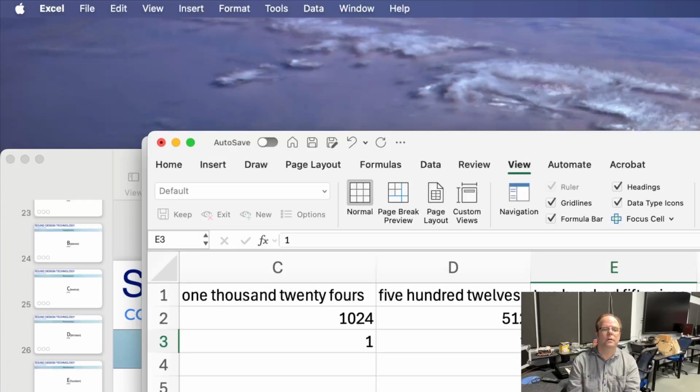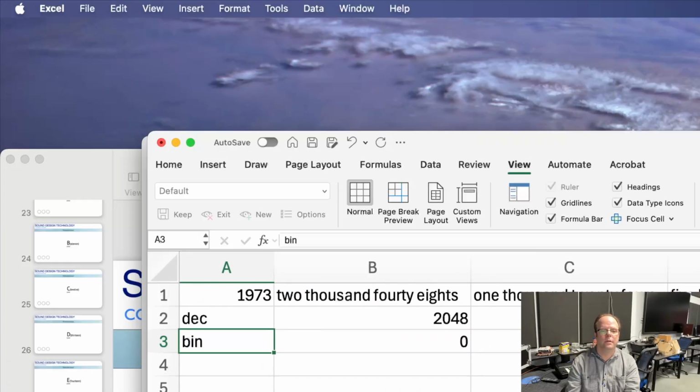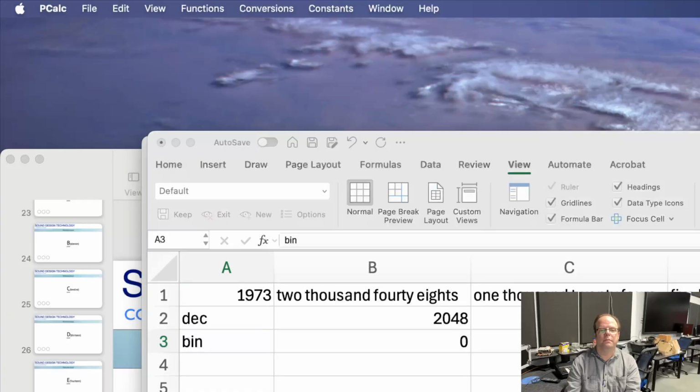Let's figure out where we got off. So we're doing 1973. 1973 minus 1024 is 949. Okay, we can fit a 512 in there. So minus 512. 437. I can fit a 256. So minus 256. 181. Okay, so minus 128. I can fit a 128 in there. 53. So no 64s. But I can fit a 32.